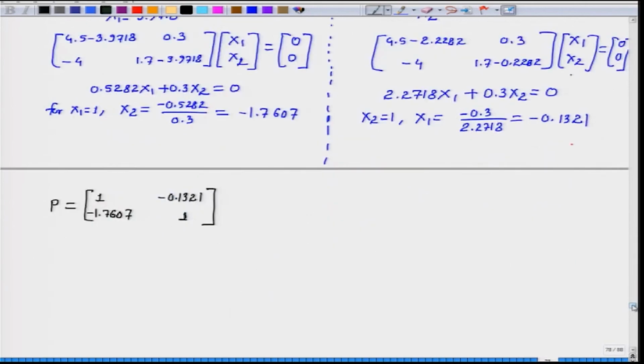Now, next we need to find the inverse of P. To find the inverse of P, we can use the formula. We have to first find the cofactor matrix of P, take its transpose, and divide it by the determinant of P. Okay. So, let us see the cofactor matrix of P.